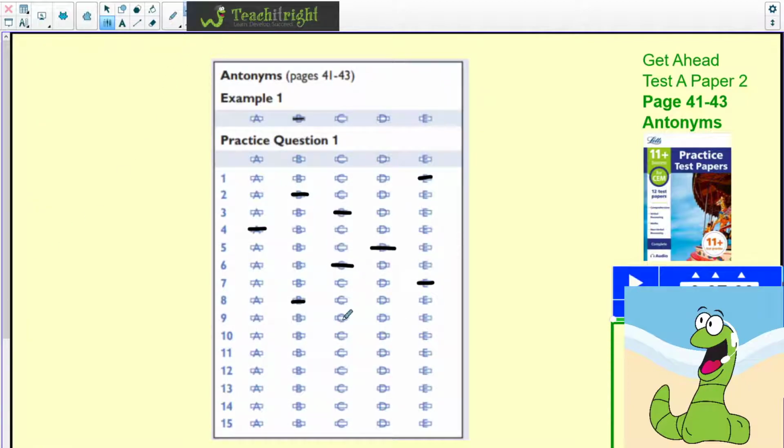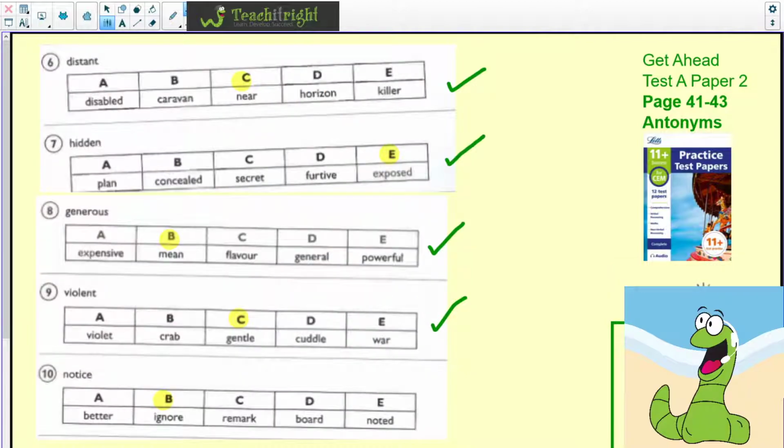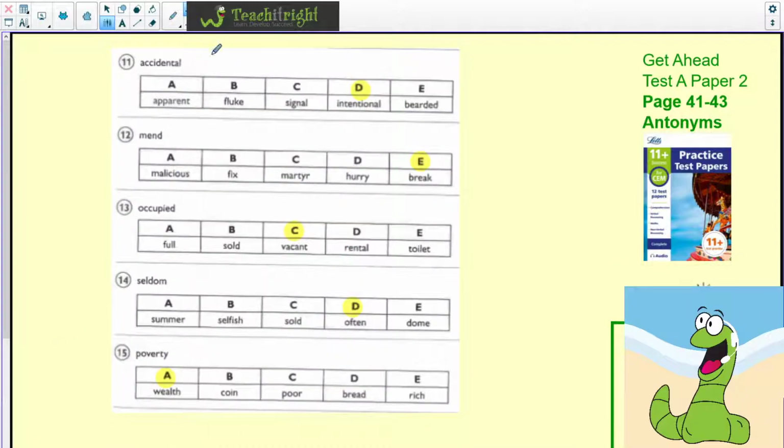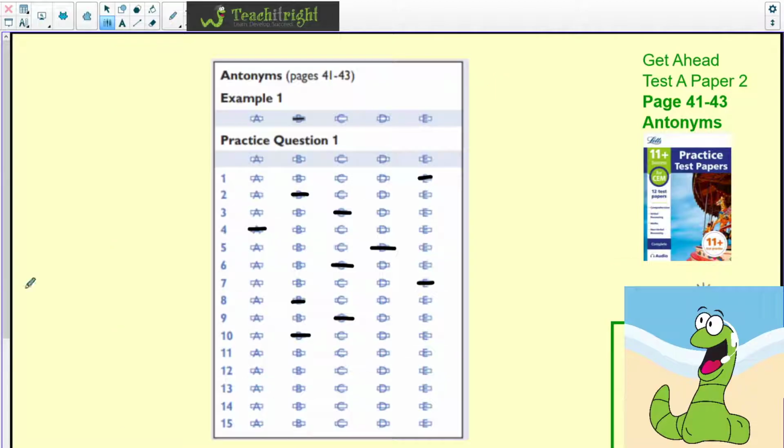And remember, you'll never identify a pattern. It is completely random. So don't think that there's a sequence at all. Notice and ignore. So you might notice someone across the street. You might ignore them. That would be the opposite. B. So that's 10. Now the last 5, we've got accidental and intentional. If you mean to do something, it's an intentional thing. Accidental, didn't mean to do it. So number 11 is D.